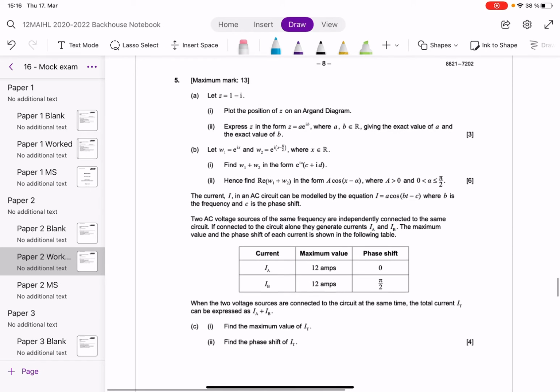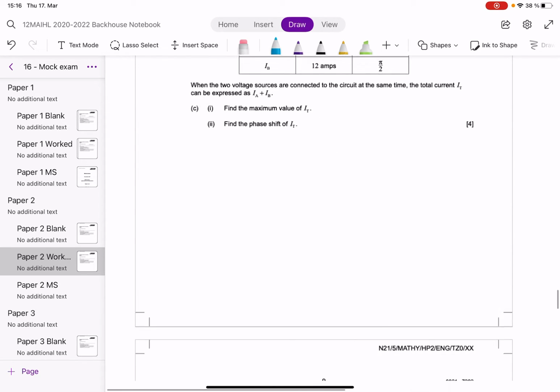Question 5 was done really badly. I think we need to take a look at complex numbers at some point in the next week or two. You certainly need to start doing some review on it. I feel like very few people got more than 1 mark on this question. So that's one that we definitely need to look at, and one that I will go through.